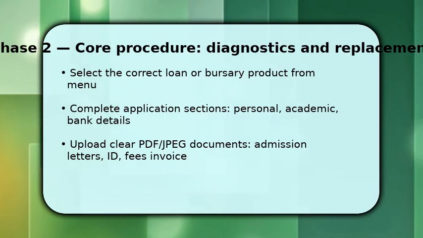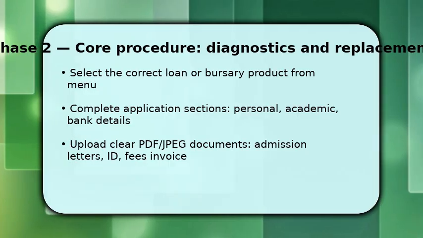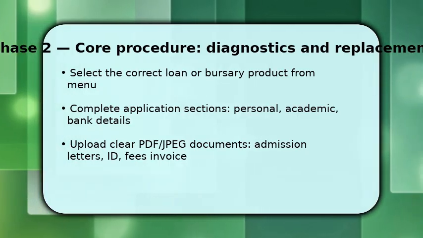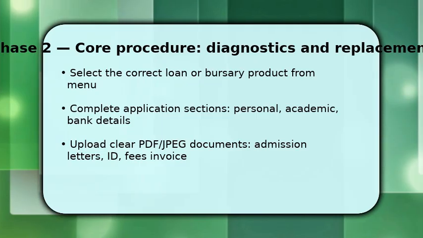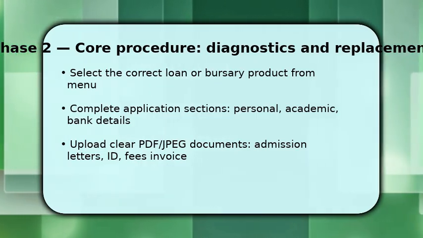Upload clear scans or photos of admission letters, ID, and fee invoices. Compress images if they exceed limits. Once all fields show green, review entries, then tap Submit. This precision reduces manual checks and speeds approval.